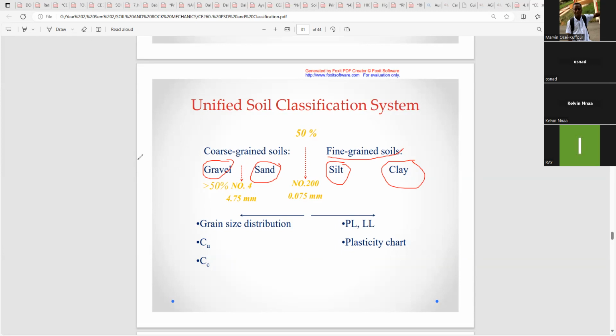So this is going to give us a guideline on the classification we are going to do. We should note that the coarse grained means gravel and sand, and the fine grained is silt and clay.